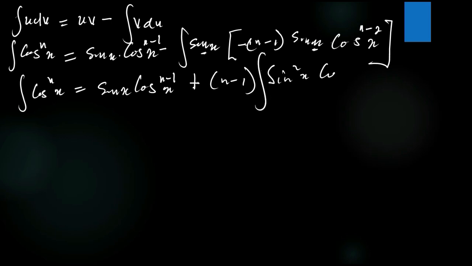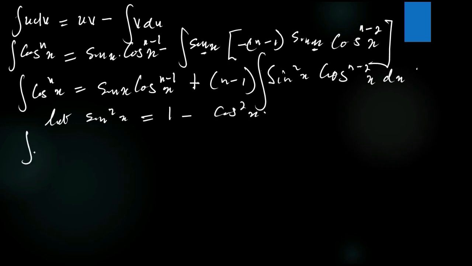There's an integral sign here, cos raised to power n minus 2 of x with respect to dx. Now we know that sine squared x plus cos squared x is equal to 1, so that sine squared x on its own is the same thing as 1 minus cos squared x.